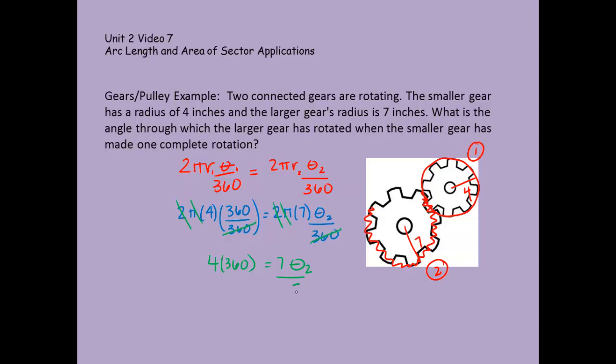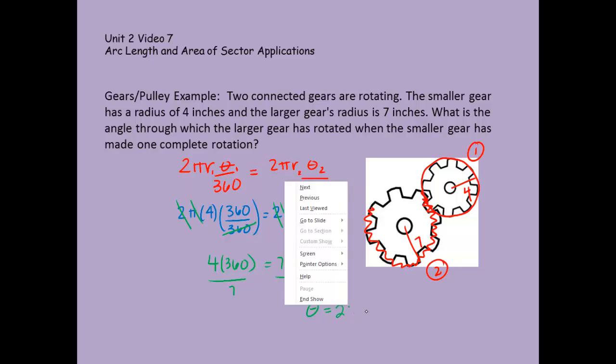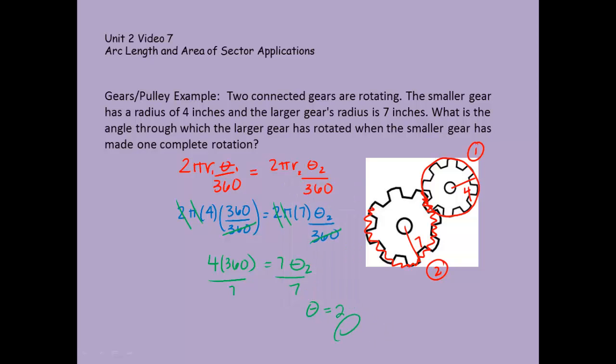If I divide this side by 7 and use my calculator, I would have 4 times 360 divided by 7, which leaves me with an angle value measured in degrees, because I used the degree formula, to be 205.7 degrees. It is an approximation, but that's fine. So as the small gear rotates 360 degrees, the large gear rotates 205.7 degrees. Let's try another example.